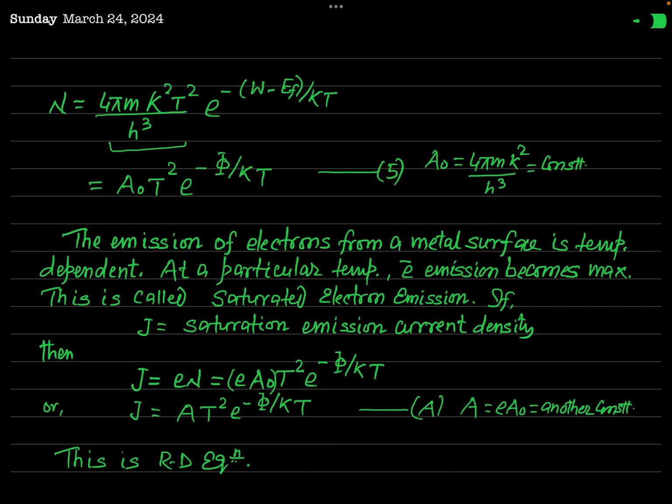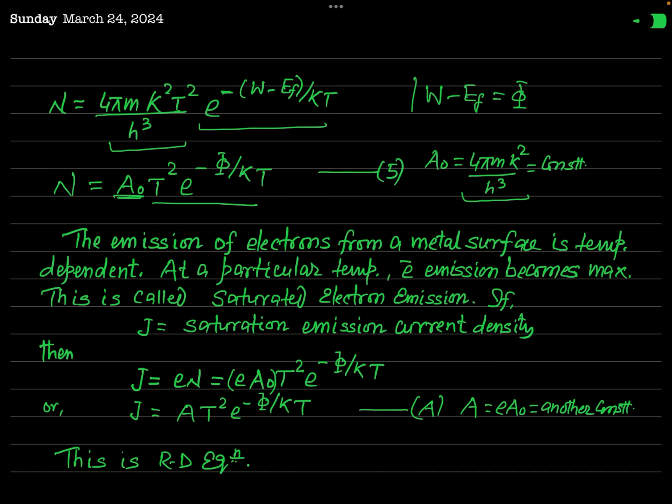This is 4 pi m k square t square over h cube, and e to the power, if we take this minus as a common factor, then this will be w minus ef by kt. But you have seen that this w minus ef is equal to what? We have denoted it by phi, which is called the work function of the metal. Except for this t square, this 4 pi m k square over h cube is a universal constant, and I have written that universal constant by the symbol a naught. So a naught has been written in place of 4 pi m k square over h cube. So n is equal to a naught t square times e to the power minus phi over kt.